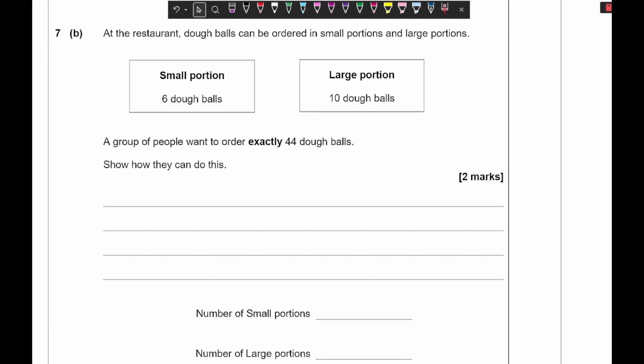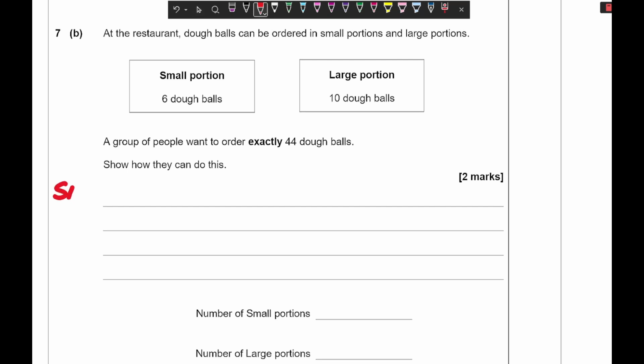Now moving on to question 7b, it says at a restaurant dough balls can be ordered in small portions and large portions. So a small portion consists of 6 dough balls and a large portion consists of 10 dough balls. A group of people want to order exactly 44 dough balls. Show how they can do this. Now for this particular question, I would probably assume using a method of lowest common multiple.